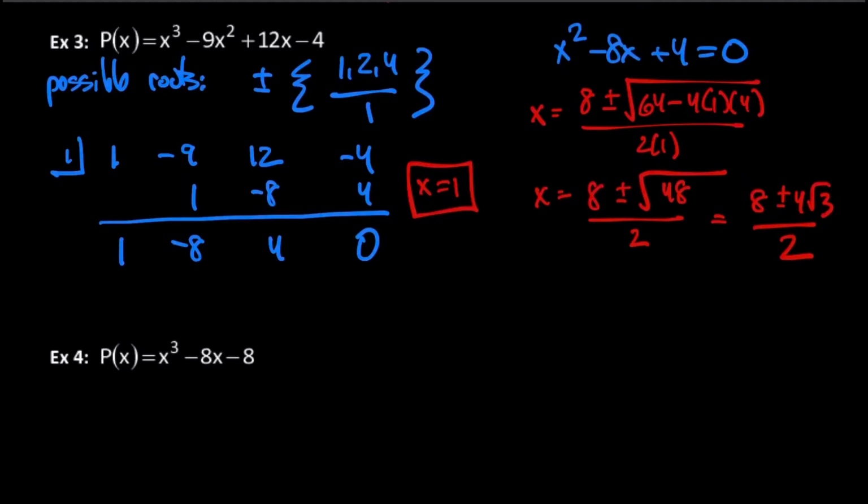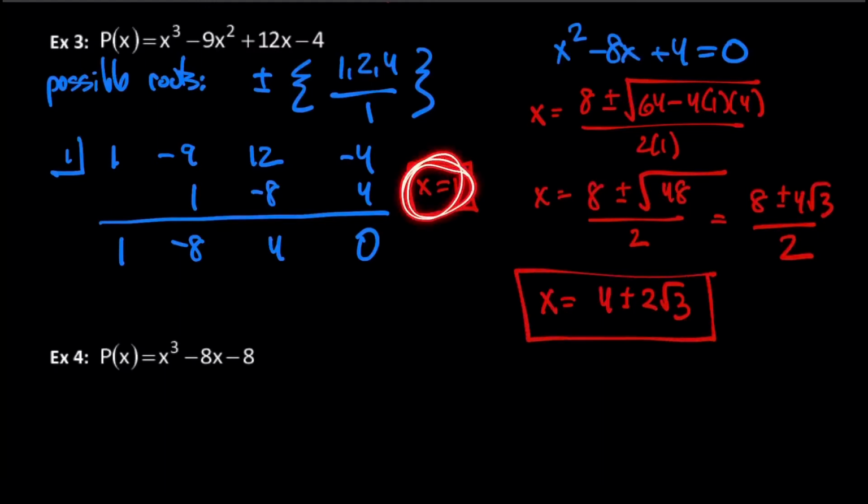And remember what we said about simplifying. You've got to simplify all 3 of these. Same factor in all 3, so divide them all by 2. That's going to be 2, that's going to be 4. My answer is going to be x equals 4 plus or minus 2 square root 3. And that's fine to leave it like that. So here are your 3 roots: 1, 4 plus 2 radical 3, and the third one is 4 minus 2 radical 3.